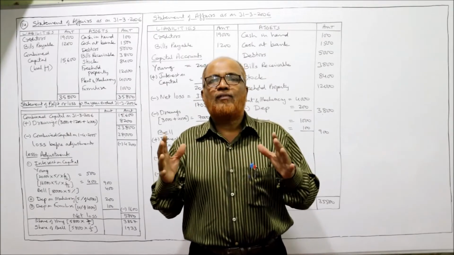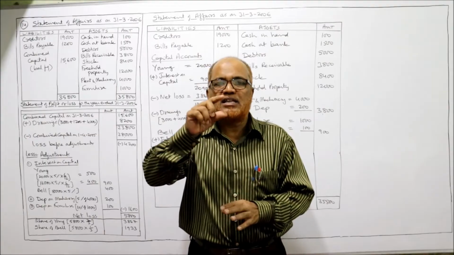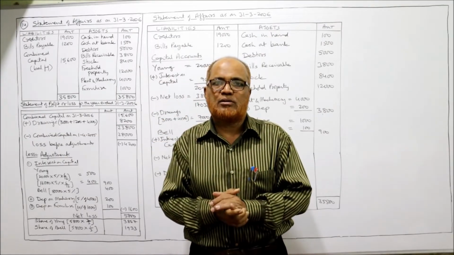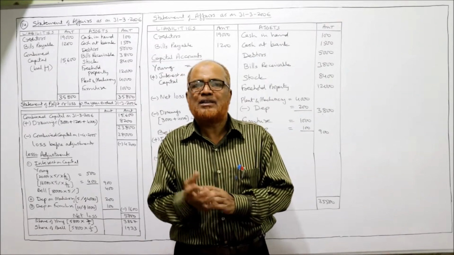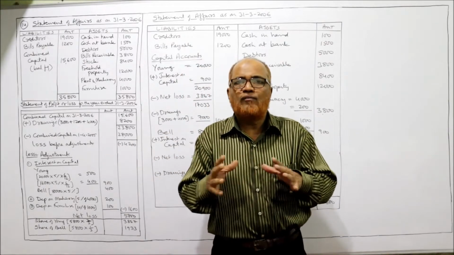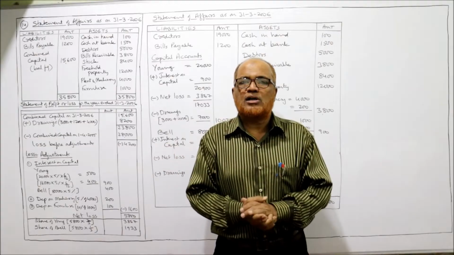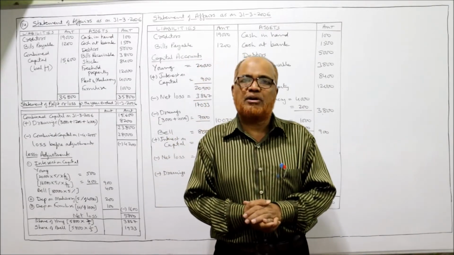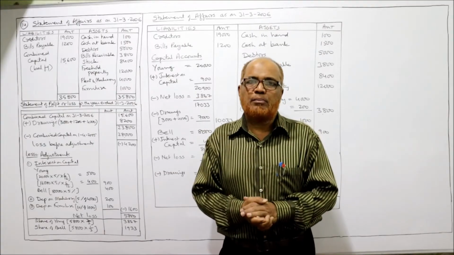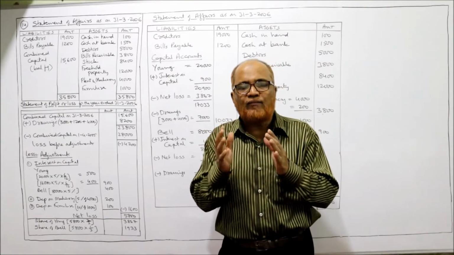Actually it is not a full-fledged accounting system. That's why its name is incomplete records. Only petty businessmen, the small sole trading businessmen, may follow this method. No trading profit and loss account can be prepared, no balance sheet can be prepared, because no nominal accounts or real accounts are maintained. Only personal accounts are maintained. That's why. So how to find out the profit?